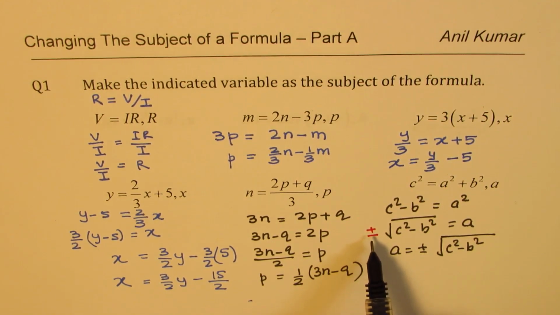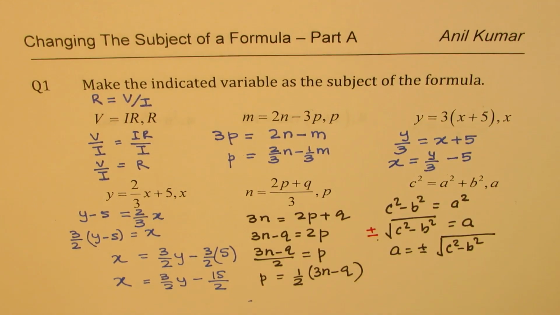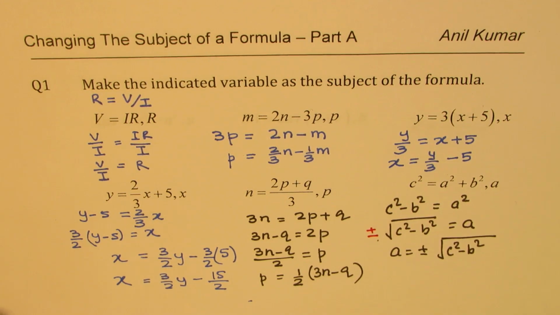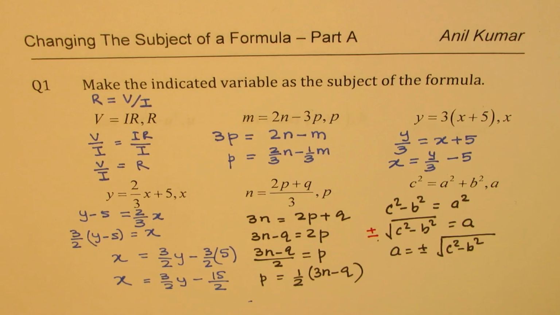So in general, you should consider both. Now in many situations, one of them, especially the negative one, may not be valid. So therefore, you normally drop it. Is that okay? But truly speaking, you should be putting both plus and minus.